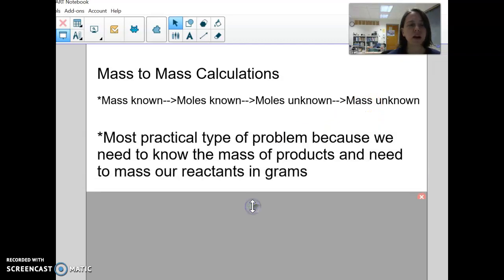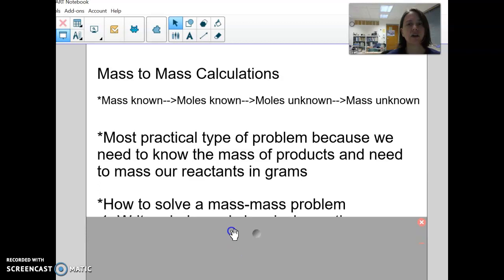This is the most practical type of problem because we need to know the mass of products, and we need to mass our reactants in grams. So this is really what you'll be doing in the lab. So please write that down. And then how to solve it.